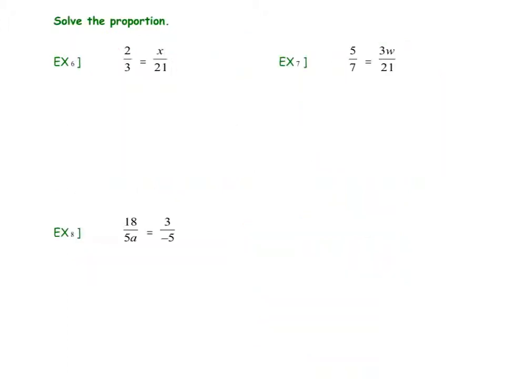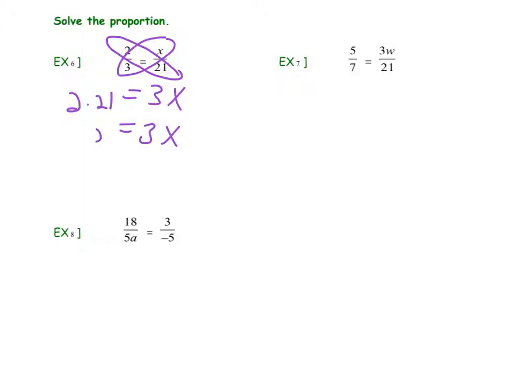All right, these are pretty simple. Example 6, 7, and 8. So if you know how to do it, then you can go for it and pause this and then check. But I'm going to go ahead and work all of these. So again, the cross products are equal. So 2 times 21 is equal to 3 times x. So 3x is equal to 42. Divide by 3, and I get x is equal to 14.